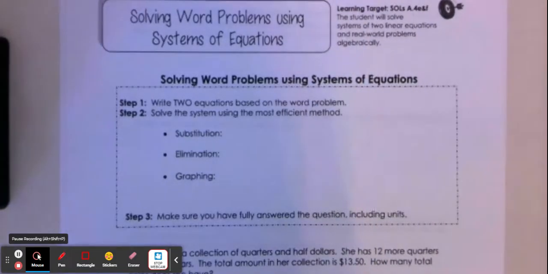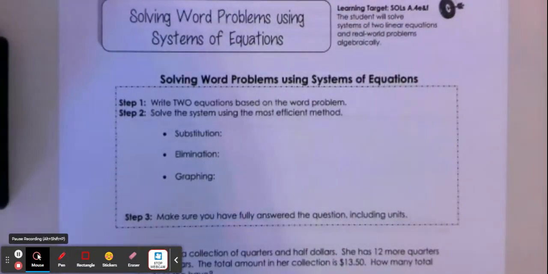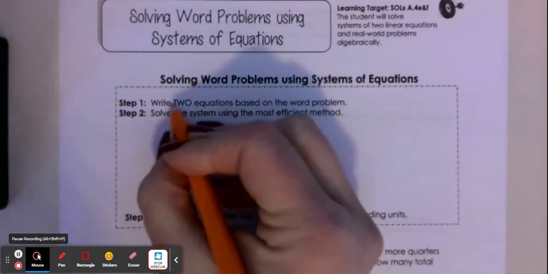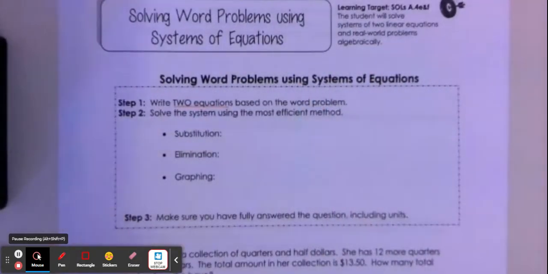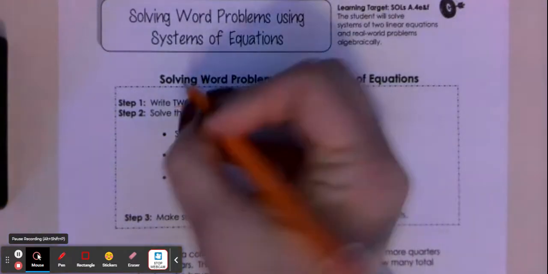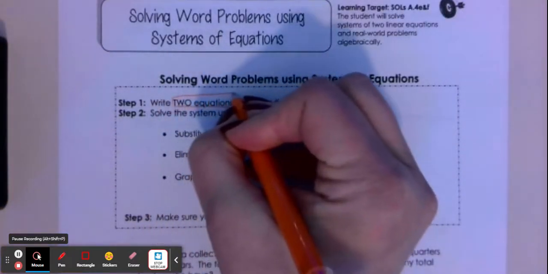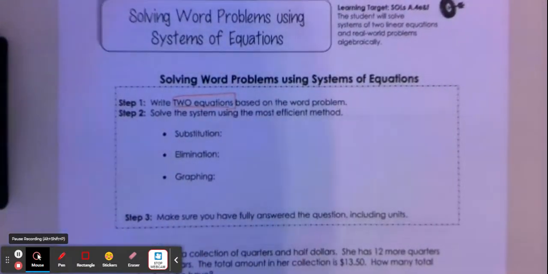So the first essential piece that you're going to have to demonstrate on the summative assessment is, can you take a word problem and write two equations based on the word problem? So you will be required to write the two equations based on the word problem.